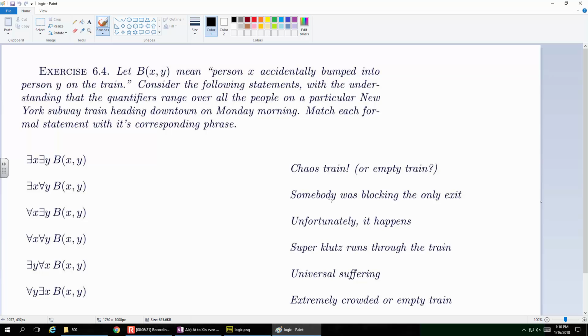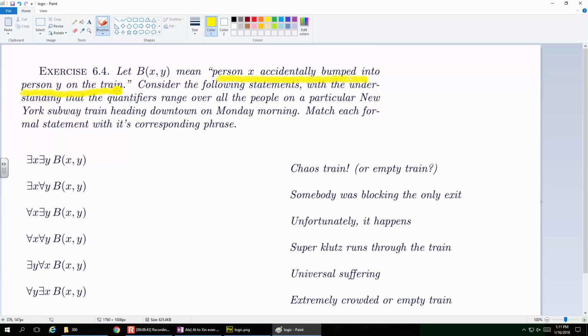So let me highlight it maybe. Where's the highlighter? Okay, well. This is so, in quotation marks: person X accidentally bumped into person Y on the train.